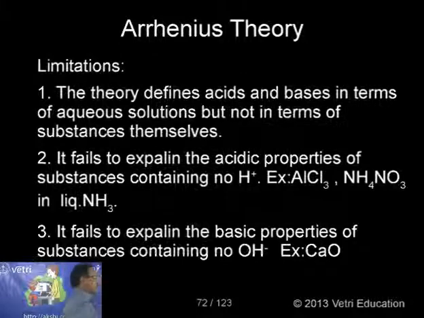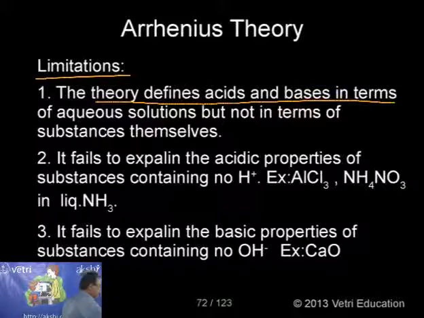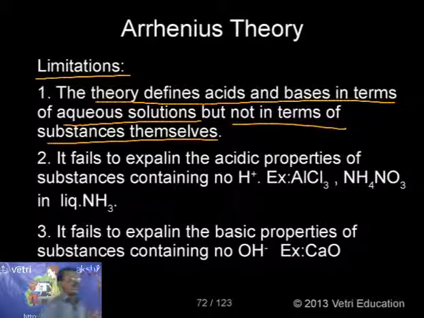Okay. Based on this, what are the limitations? Is it possible to explain all the acids and all the bases? No, it's not possible. So let me give the limitations, the drawbacks. The Arrhenius theory defines acids and bases in terms of aqueous solution. Just now I explained, only in water it is giving, but not in terms of the substances themselves. As such, whether it's an acid or a base, it's not giving any idea. Only after dissolving, depending upon whether it provides H plus or OH minus, does it give acid or base. That is the limitation, a drawback.